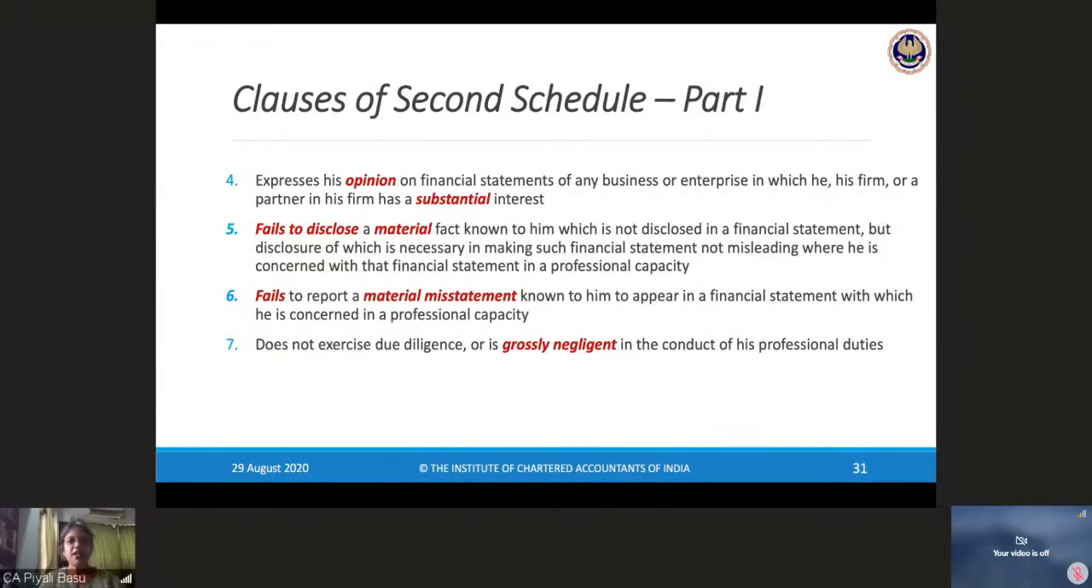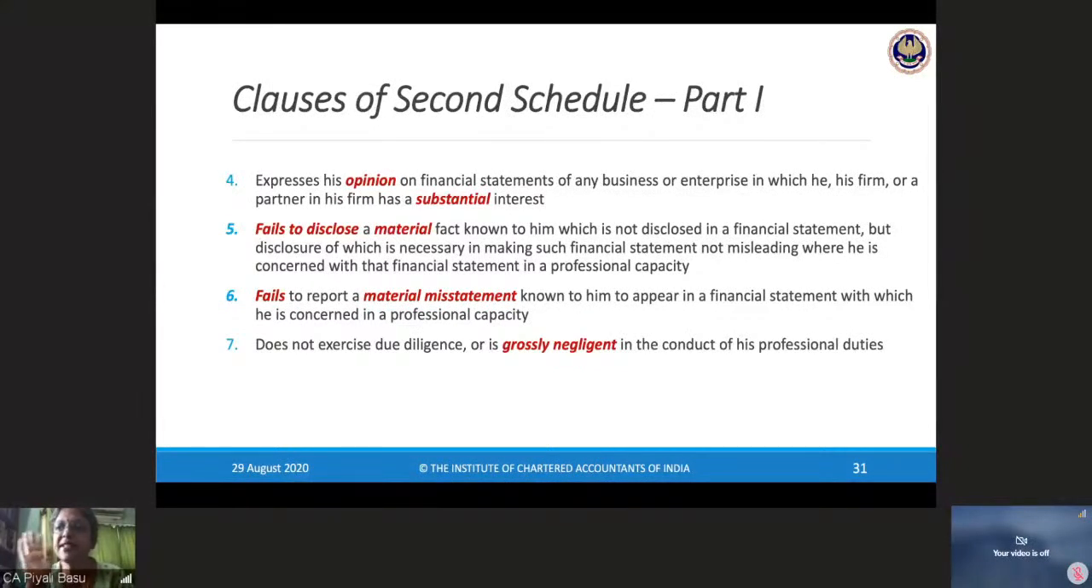Okay. Then, let's come to clause 6. It talks about material misstatement. Easy to remember. You must remember. So I said 5, 6 and 9 talk about materiality. Now, how will you remember the difference between 5 and 6 easily? Clause 5 talks about material fact. Okay. And 6 talks about material misstatement. I'm sure you understand the difference between the two.